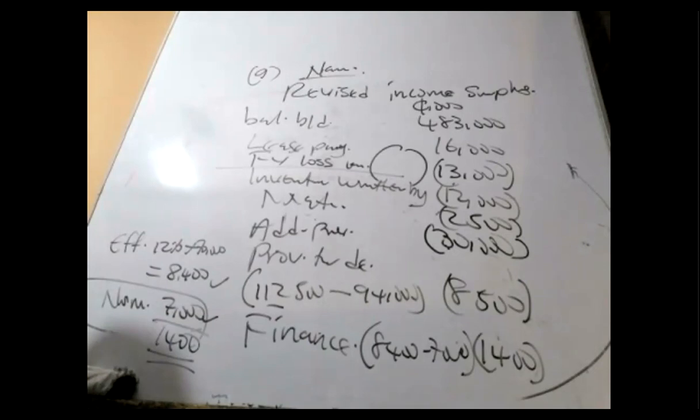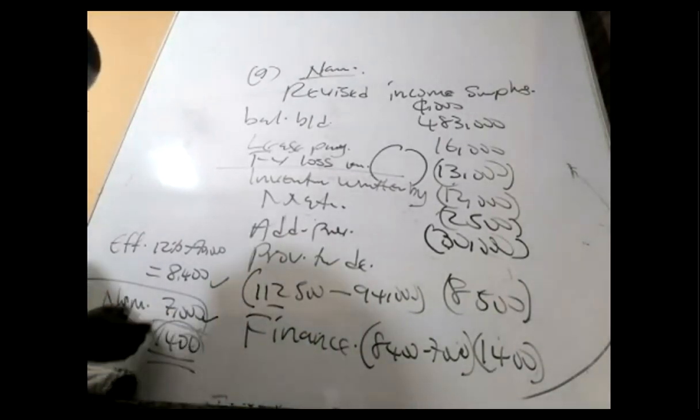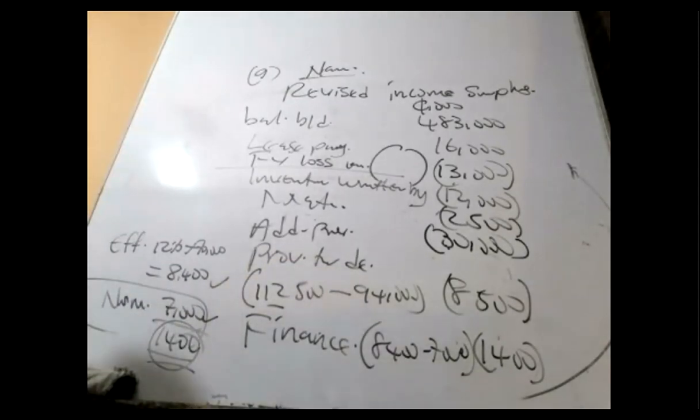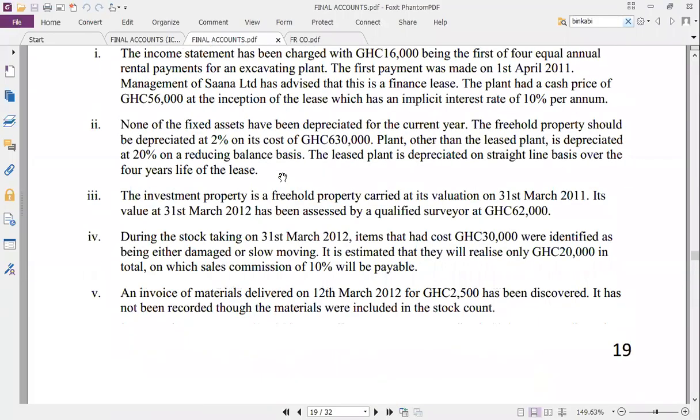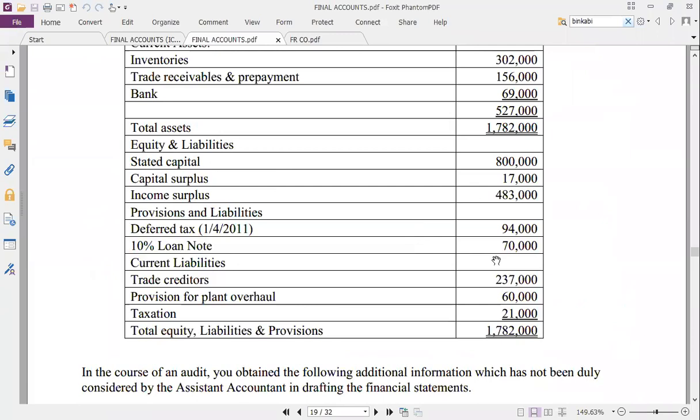Now, in your financial position, add this amortized cost to the 70,000, and then you put it in. So in the new financial position balance sheet, you don't provide 70,000. It must be 71,400. That is all.